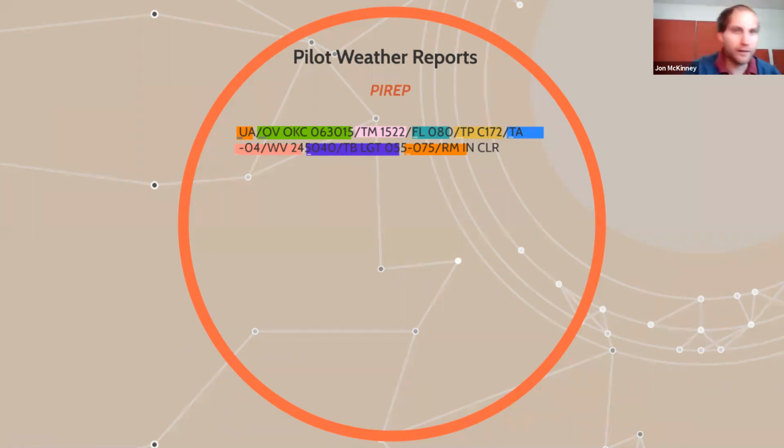All right, Jacob Helton's getting in. We'll go ahead and click the buttons for him. All right, so we're in, and we are now looking at WV for wind velocity. What we can see for wind velocity is 245 degrees, 40 knots. So that's what we're looking at for this particular PIREP.